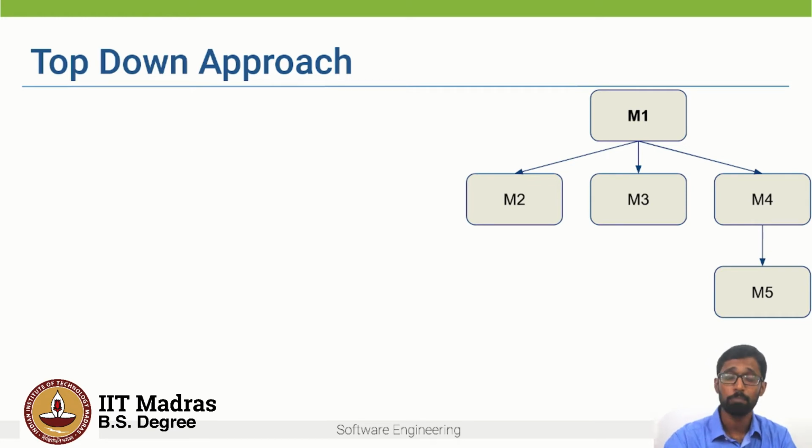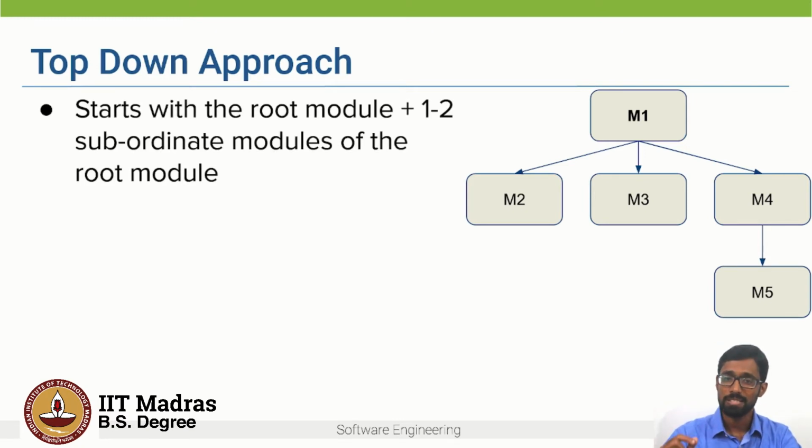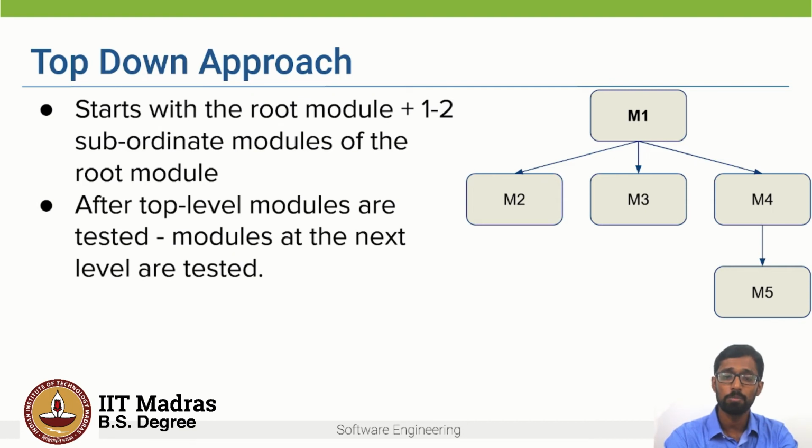Now, another approach, the converse, is the top-down approach. So what happens in the top-down approach? We start with the root module, the module at the top, and one or two subordinate modules of the root module. These are suitable for software which have various hierarchical levels. So the top modules are tested first, then the modules at the next level are tested, and so on.